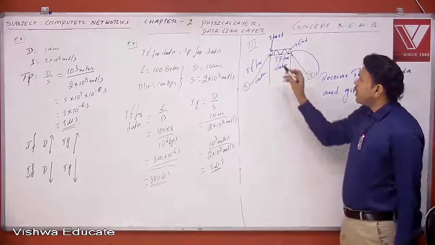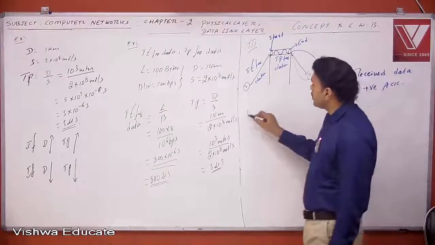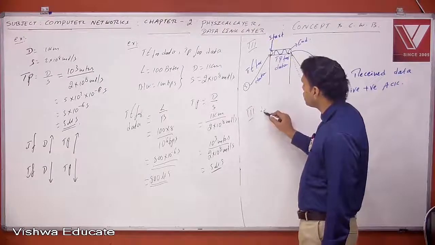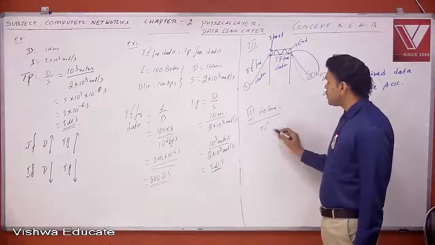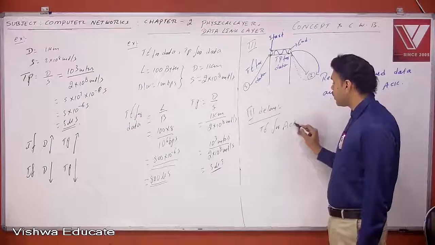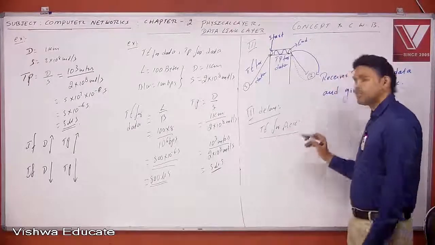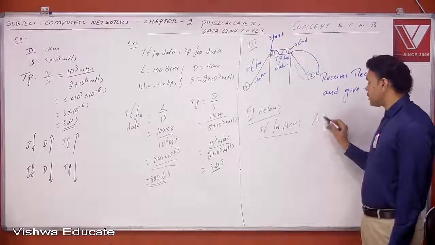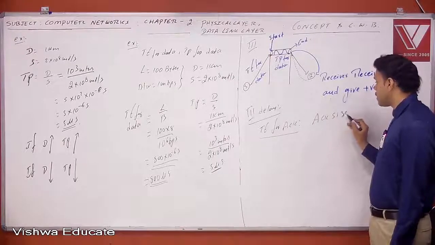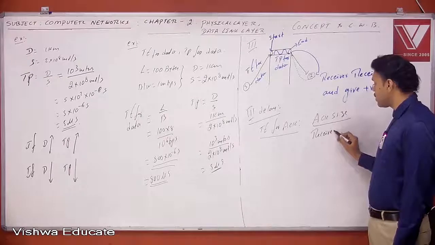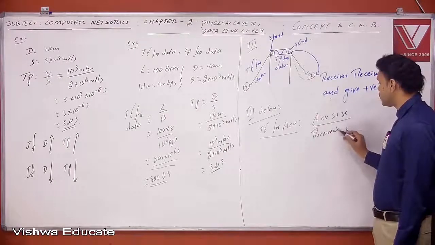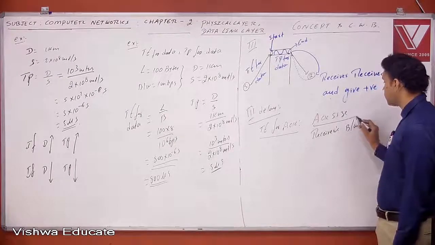So, now I am discussing the third delay. What is it? Transmission time for acknowledgement. It is nothing but acknowledgement size divided by the bandwidth of whom? Who gives the acknowledgement? The receiver. So the receiver's bandwidth is required.